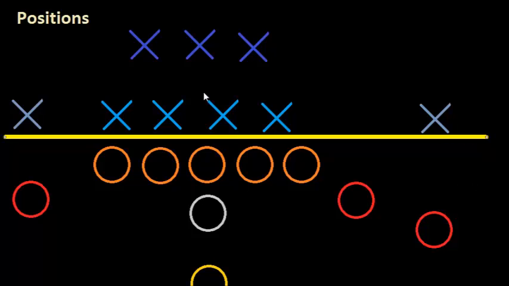This line of scrimmage separates the offense from the defense, and players are not allowed to cross this line until the ball is snapped, and the football is usually placed right in the center. Okay, let's talk about the offense first, the O's, and then we'll talk about the defense.